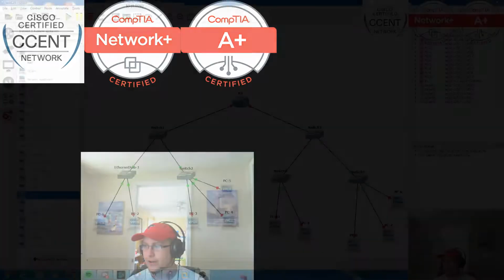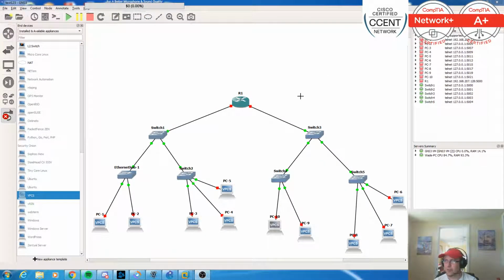So let's look at this. This will be the last one I'm going to go over. I'm not going to hammer this too much. You can find other stuff online to practice it. But this will be the last one on the broadcast and collision domains. So without further ado, let's switch it on over.